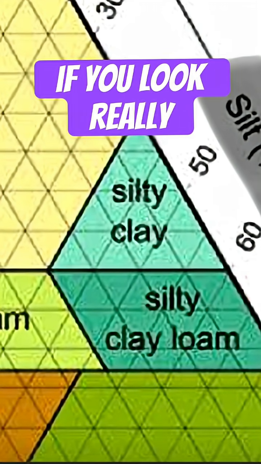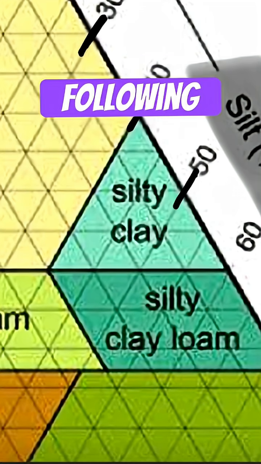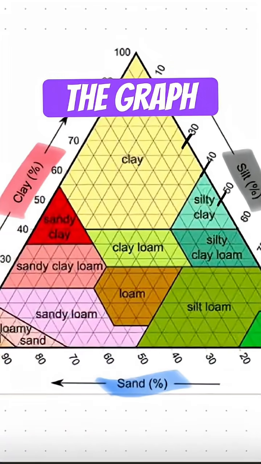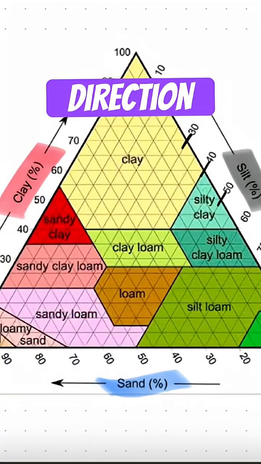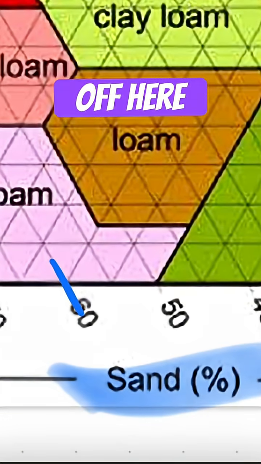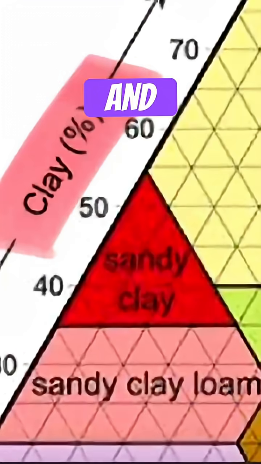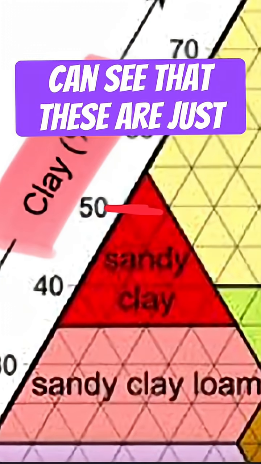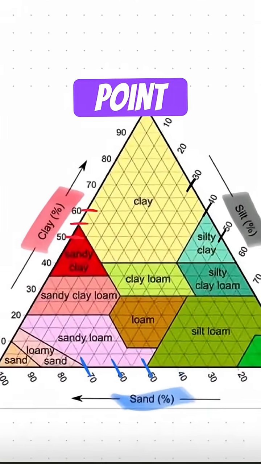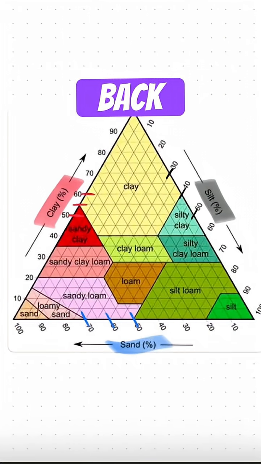So if you look really carefully, you can see that silt, all of the tick marks here are following this direction. And that actually tells us that when we're reading the graph, we read it in that direction for that variable. So again, if we go into sand, we can see that they're going off here diagonally to the left. And if we go to clay and go in a little bit, we can see that these are just going horizontally right.